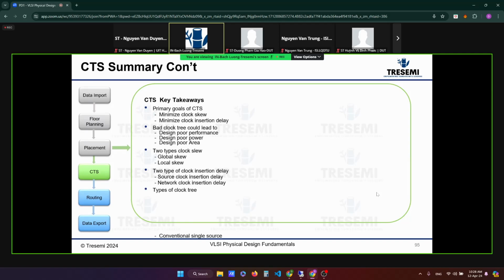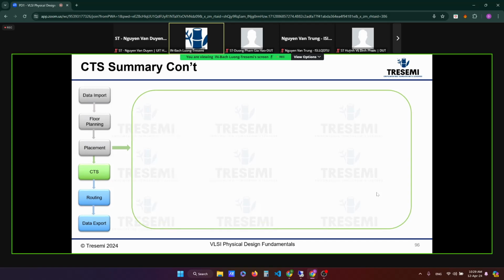Okay, we also went over different types of clock trees. We discussed 5 different types: conventional single source, clock mesh, H tree, fishbone, and multi-source. And remember, by default, most of the tools are going to do the conventional single source. Okay, so you look back at your slide, you can tell what those are.